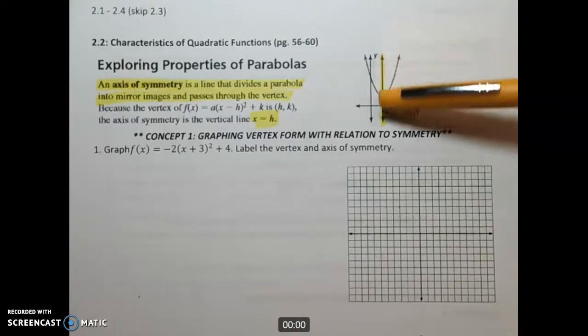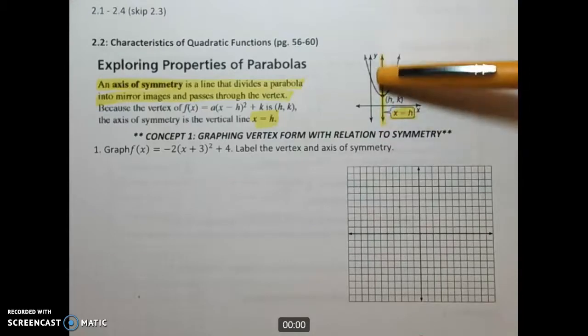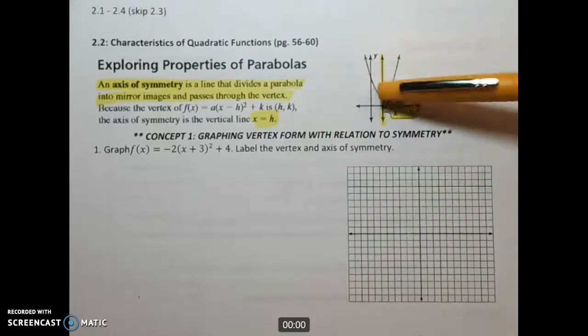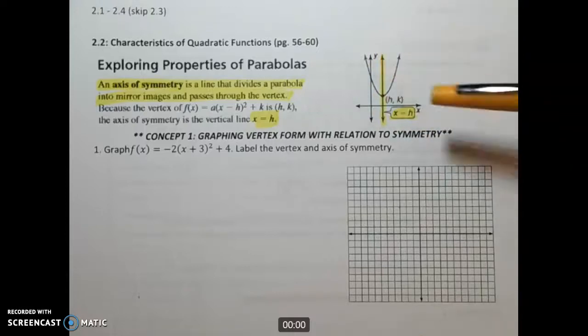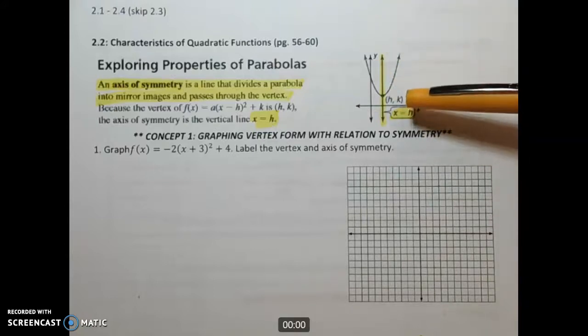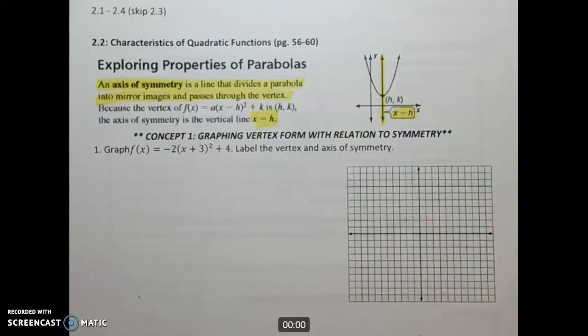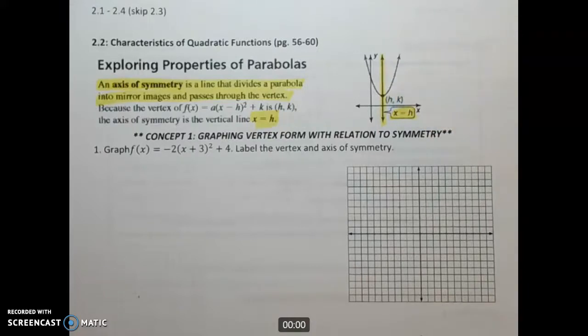Over here on the right, here is an image. That line right there, x equals h, is the axis of symmetry. And you can see that it cuts that U right down the middle, or right in half, so it's symmetric on both sides, or it's mirrored. What I also want you to notice is that h, k, that vertex, is a point on the axis of symmetry. The axis of symmetry will always have the vertex on it.